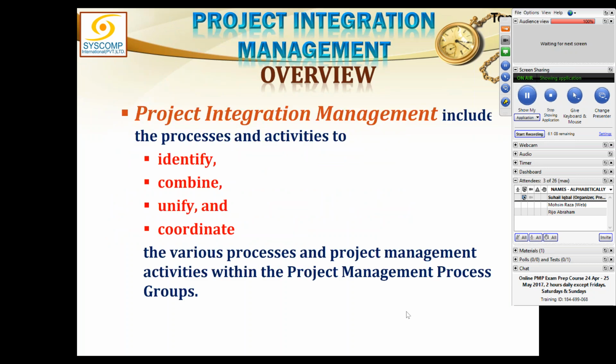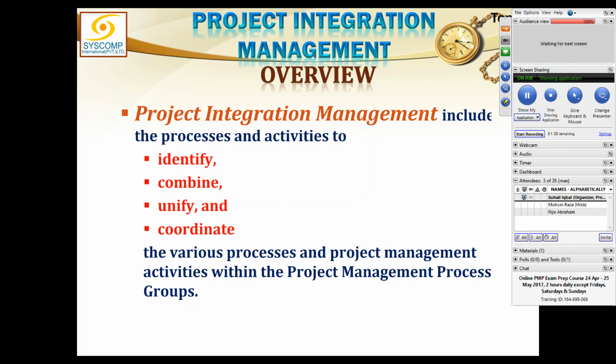Now, a little about the project integration itself. Naturally, we have talked a lot about project integration already. It includes these 6 processes, and whatever is to be done in integration, that is for the purpose of identification. It identifies, combines, unifies, and coordinates the various processes and project management activities within the project management process groups, all the 5 process groups. Means all the 47 processes are identified by integration.